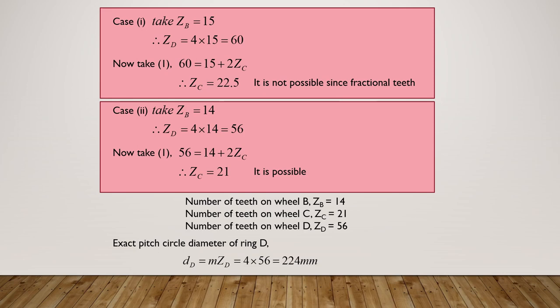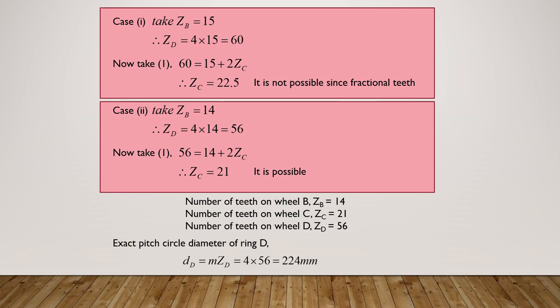What was the answer there? 14.25. We will go behind and take 14 as the value. Suppose ZB is 14. Do the same thing. ZD is 4 times 14, so 56 is the answer. Again take equation 1 and substitute the values: 56 is 14 plus 2 times ZC. Now you will get ZC as 21. So you get a whole number here, no decimal place.